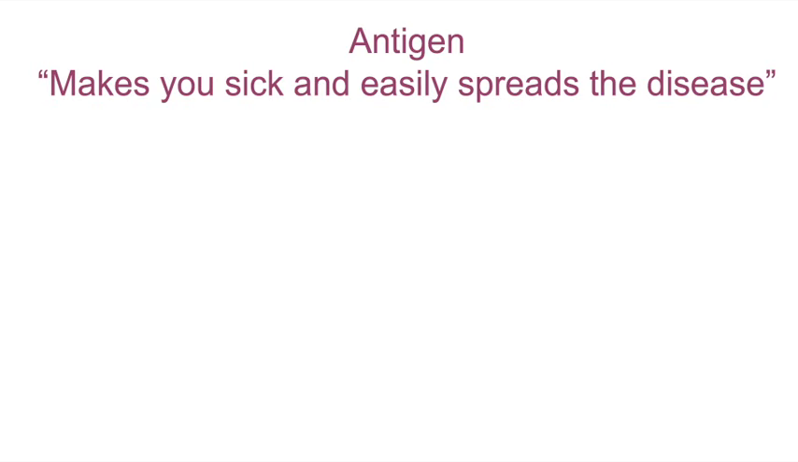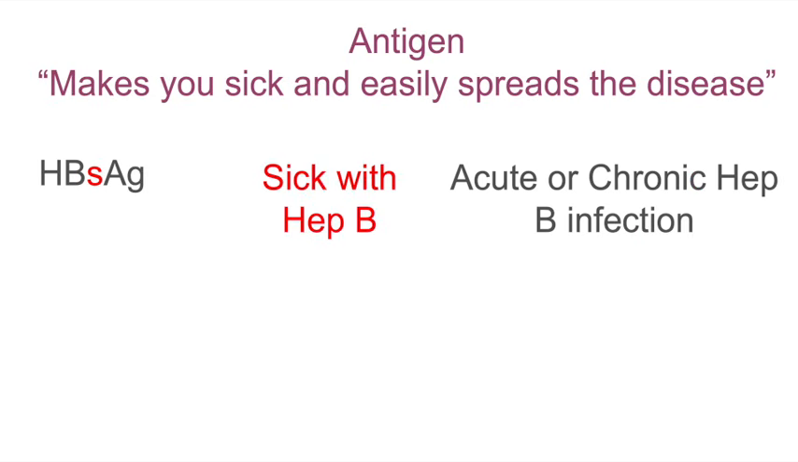So the hepatitis B surface antigen, that means that you are sick with Hep B. This sickness could be either due to acute or chronic hepatitis B infection. Hepatitis B E antigen means that you easily spread the disease. So, this antigen refers to the replication and transmissibility of hepatitis B.